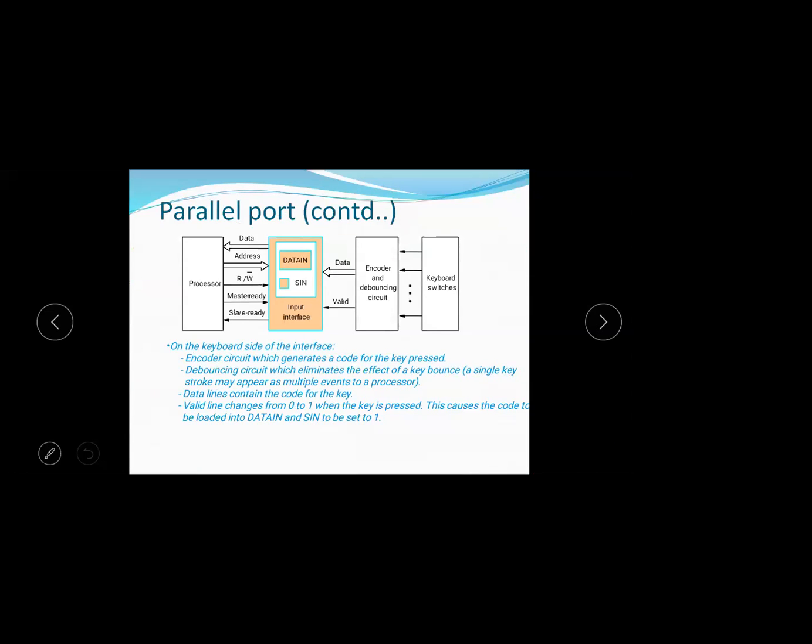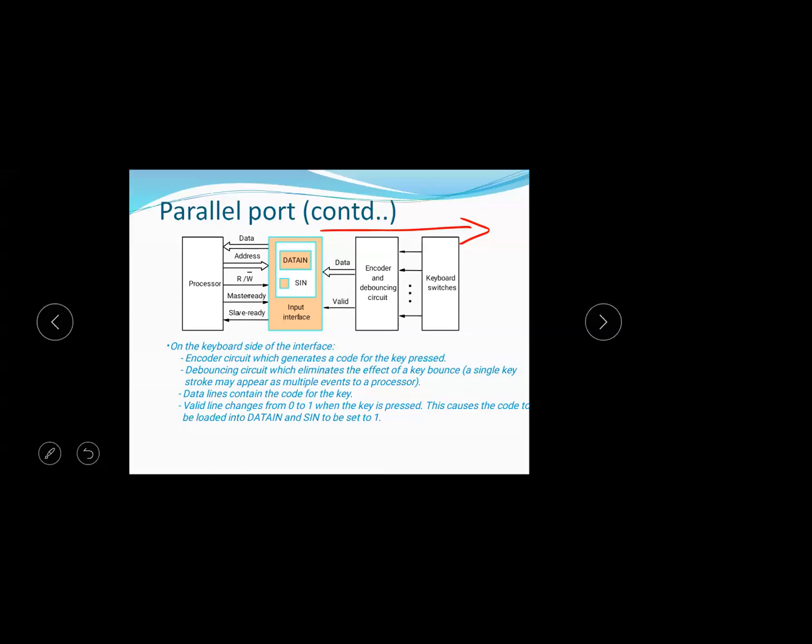The operation, first on the keyboard side of the interface. On the keyboard side of the interface, that is, the left-hand side, we have the encoder circuit which generates a code for the key pressed. That means whenever a key is pressed in the keyboard, there are letters A, B, C, D, E, digits 0 to 9 and all special characters, but all these characters are not recognized by the processor. It only recognizes ones and zeros.